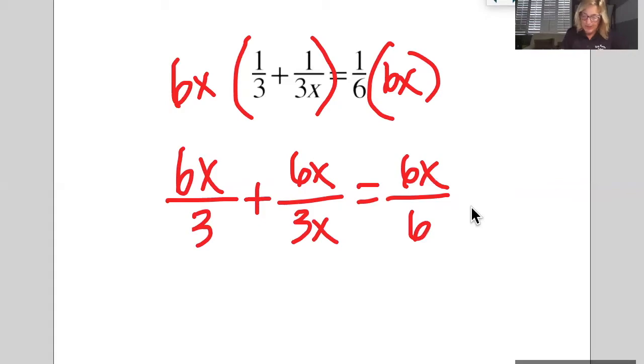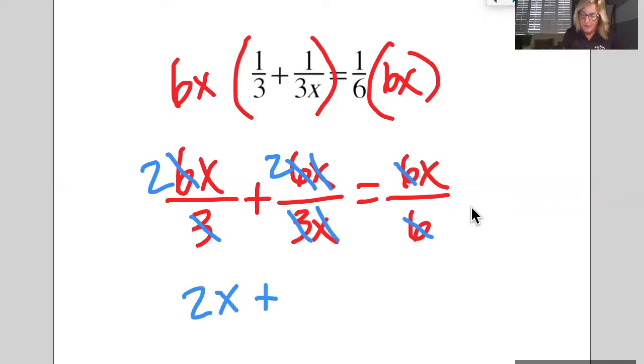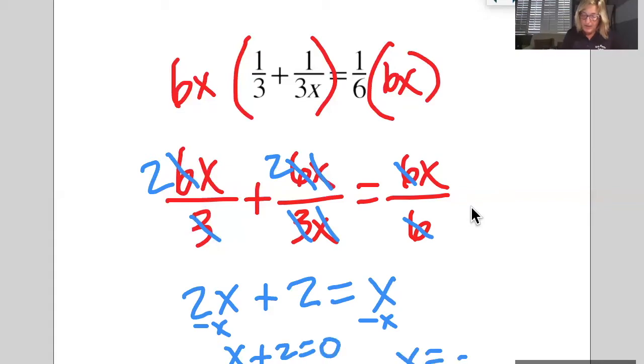And now we can simplify by a factor of 3 here, by a factor of 3 here and by an x, and by a factor of 6 here. So now we have 2x plus 2 is equal to x. And so we can gather the like terms by subtracting an x from both sides. That would leave us with x plus 2 equals 0, and so x must equal -2.